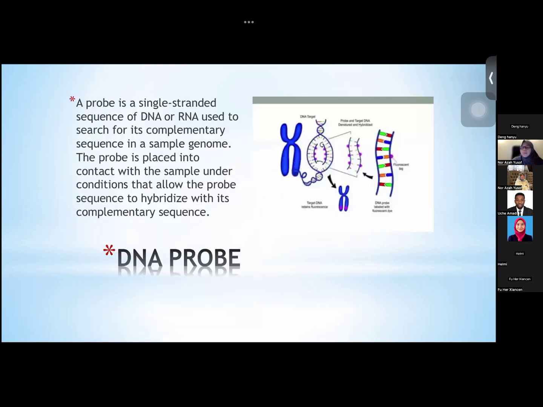The term DNA probe. Why is it important? I don't know if any of you has done PCR analysis, probably during the pandemic time. We are used to rapid test kits, but some of you might have experience doing PCR, because it is more accurate compared to rapid test kits. PCR requires what is called a primer.